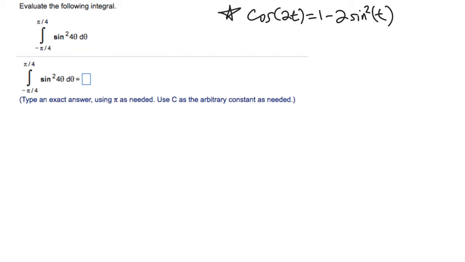So the trig identity that's important here is this guy. That is not what I meant to do. Why is that a star? I have no idea. I'll just, okay. Good thing it's a weekend.